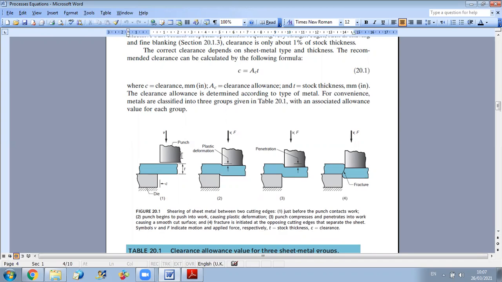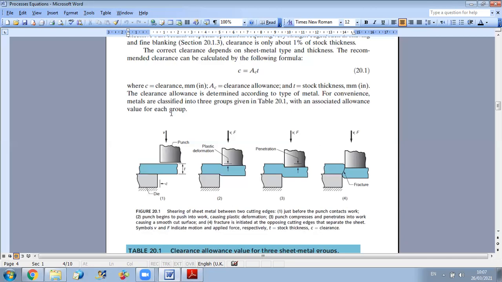So first, you set a certain clearance between die and punch, and you move it towards the work part. Then you will have a plastic deformation when you have contact between the punch and the work part. This will lead to penetration of the punch into your work part, leading to fracture at the end, which will lead to the cutting operation.